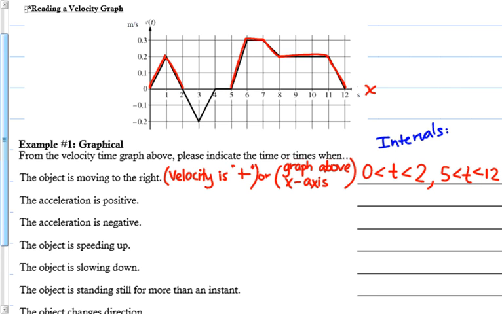Okay, so next, the acceleration. Okay, so indicate the time or times when the acceleration is positive. So acceleration is going to be positive whenever the velocity is increasing.